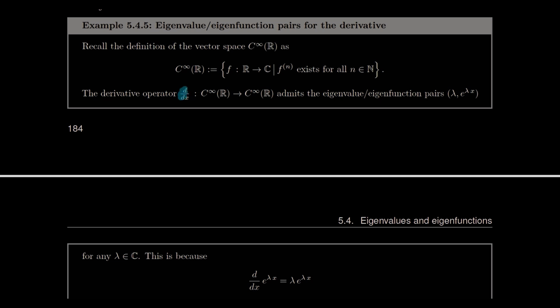Now we can look at the derivative operator d/dx as a map between this space and itself, right? So to be valid for eigenvalue eigenfunction pairing, you need to map a space to itself. So thankfully the derivative maps the space to itself. You know, if a function has infinitely many derivatives, then certainly after I take one derivative of it, it still has infinitely many derivatives. So this is a good example of a space that the derivative operator maps into itself.